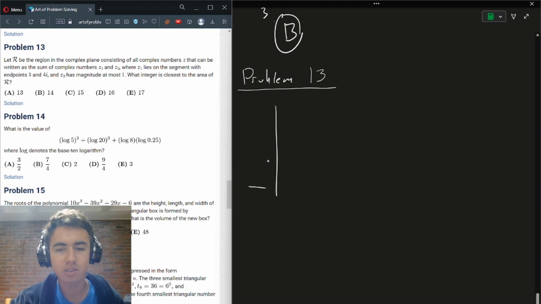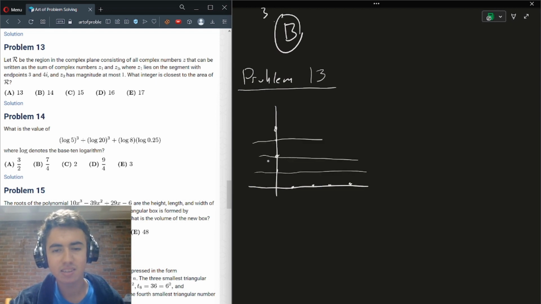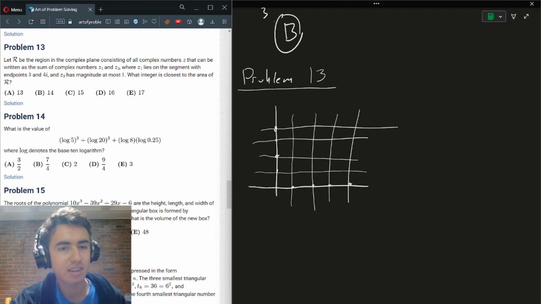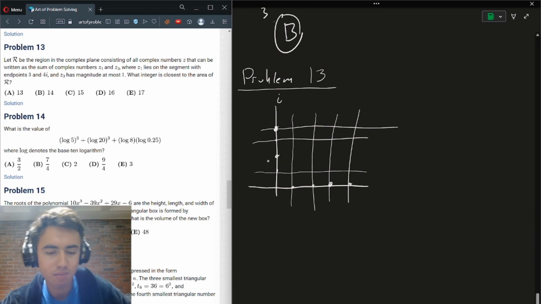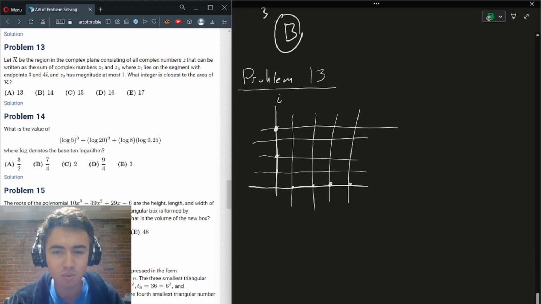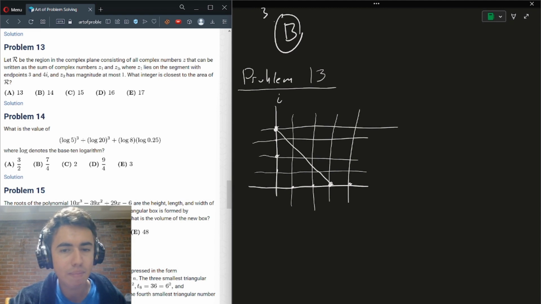So I'm just going to write out a small graph, I guess. Something like this, here's the plane. And for z1, let's start with z1. It says it can lie anywhere on the segment from 3 to 3 plus 4i. If we assume this is the imaginary axis, then it would be this line, right? Now for z2, it says anything with magnitude at most 1, right? So basically, it'll be anything in this circle is what z2 can be.